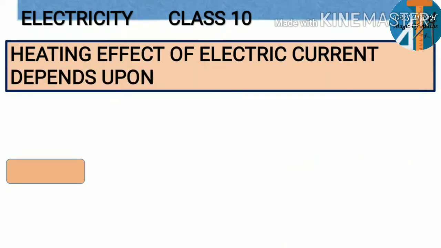Now, coming to the heating effect, there are some factors on which it depends. Number one, it depends upon the current. If the current is more, the heating effect will be more. When the current is less, the glowing of the bulb or the motion of the fan will be less. When the current is more, the motion of electrons is more, and the heating effect is more. So heating effect is directly proportional to the current.